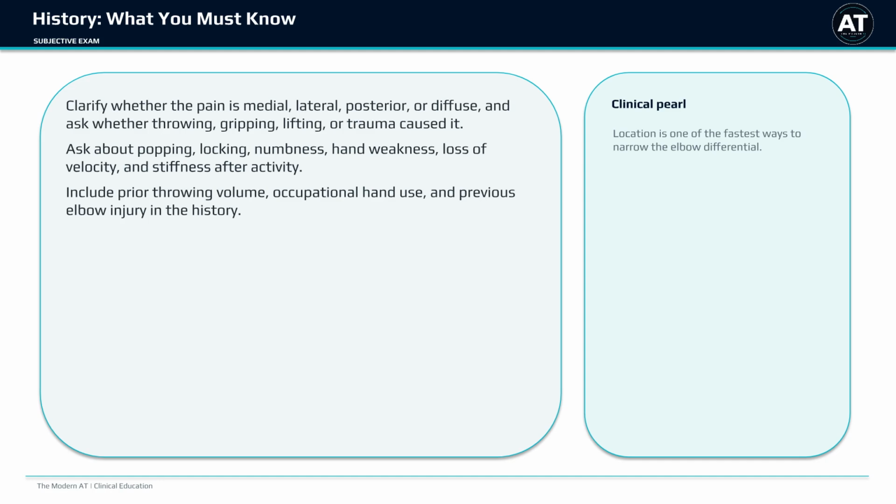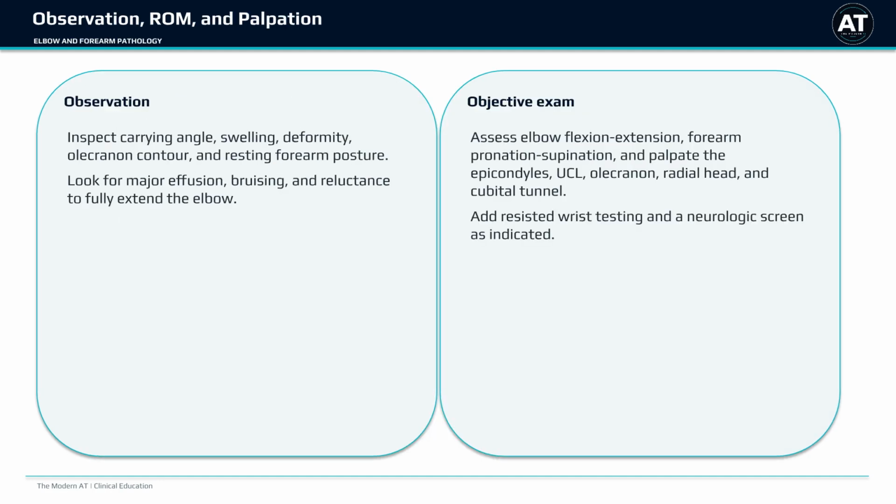In non-throwers, ask about racket use, lifting, typing, gripping, and work demands. Also ask about popping, locking, stiffness, swelling, numbness, weakness, and loss of rotation. Pain with gripping leads you somewhere different than "I felt a pop while throwing."